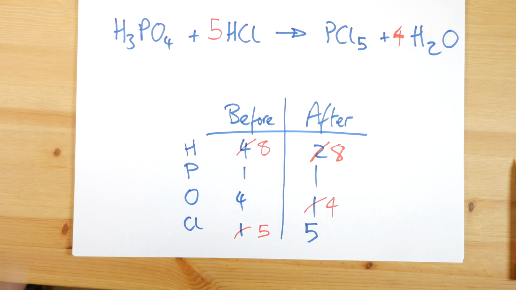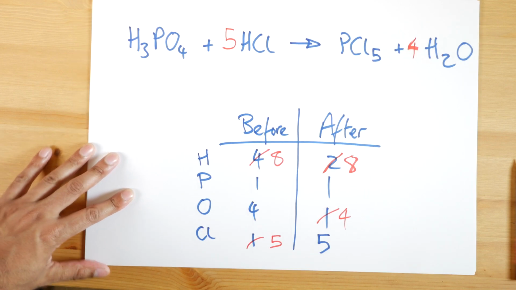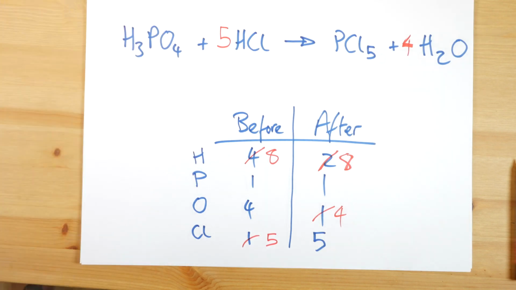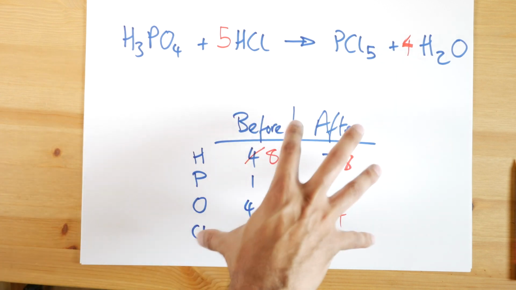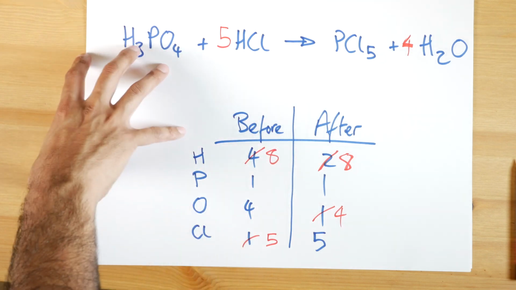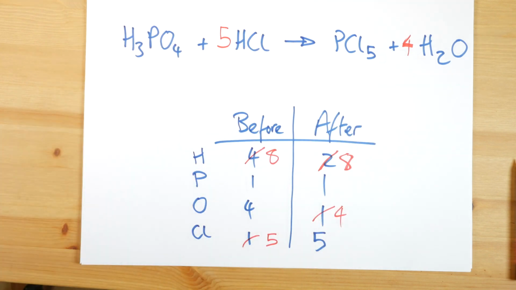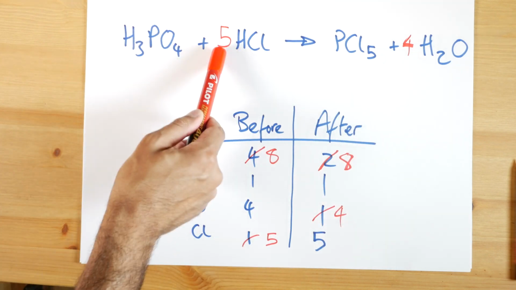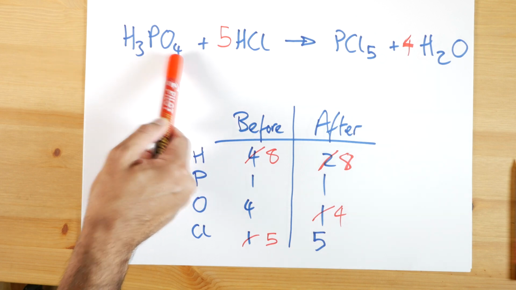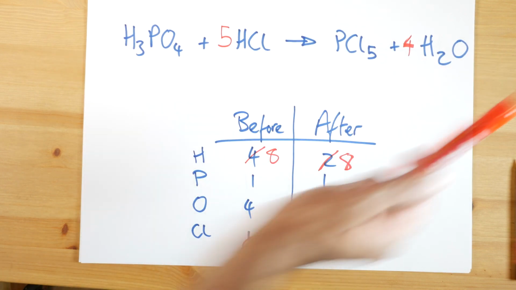Just be careful, just go backwards and forwards. It doesn't matter if you make a mistake, you can still just scribble it out and start again. Just make sure you make a table, you count the number of atoms before and after, and remember, you only change the coefficient, you never ever change the subscript.